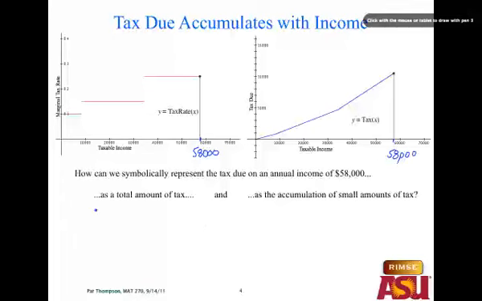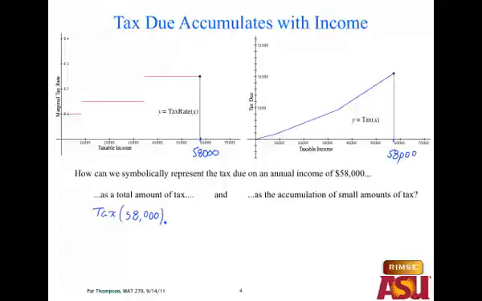All right, tax of 58,000, the output. That's why we went over function notation, right? Because we can represent numbers without actually having the values. That expression right there means how much tax you owe on 58,000. So what about this accumulation of small amounts of tax?